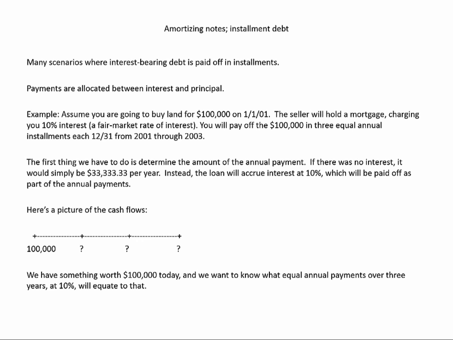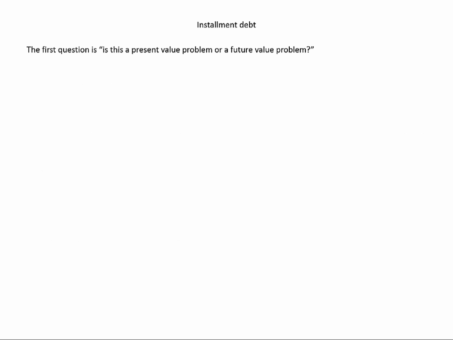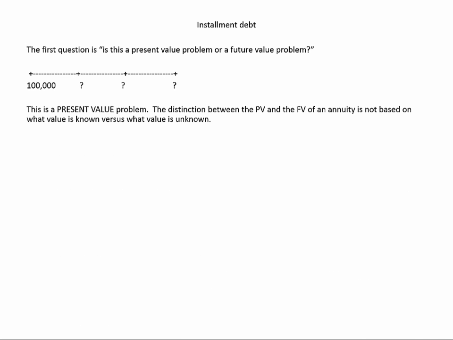We have something worth $100,000 today, and we want to know what equal annual payments over 3 years at 10% will equate to that. Now the first question is, is this a present value problem or a future value problem? And this gives people more trouble than you would think. Again, here's a picture of our cash flows. This is a present value problem. Now again, the reason people get confused is they say, well, the unknown amounts are the future amounts, so this must be a future value problem. That's not the issue at all.